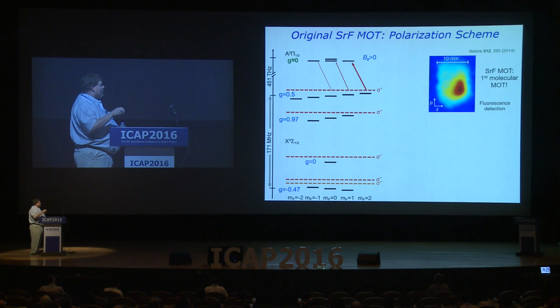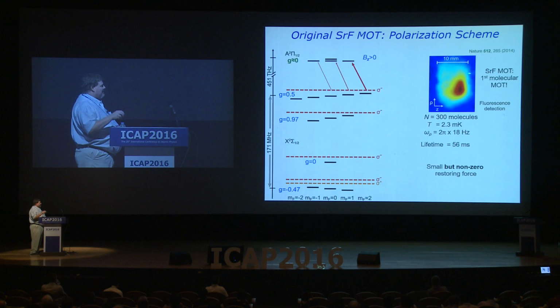Remarkably, this all works. So this scheme allowed us to get the first MOT of a molecule, and this is a fluorescence image from our MOT. But if you look at this, you can see immediately, compared to normal MOTs, this is big and fluffy. The temperature is reasonable, but not very low. The lifetime was very short. And basically what was happening is this trap was so incredibly weak that the molecules were constantly boiling out over the edges of it. Nevertheless, it allowed us to get our foot in the door.